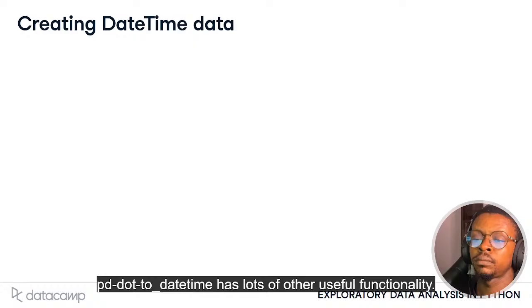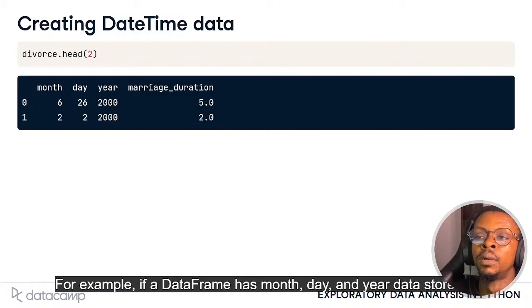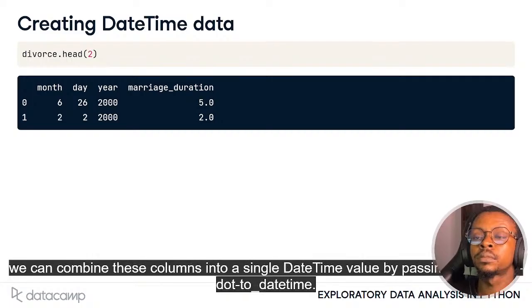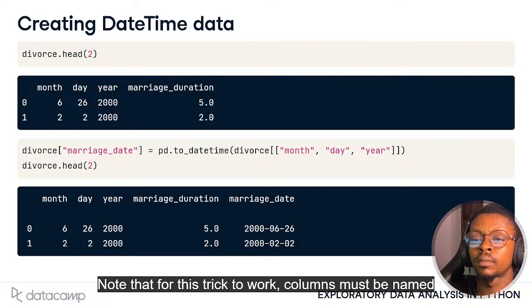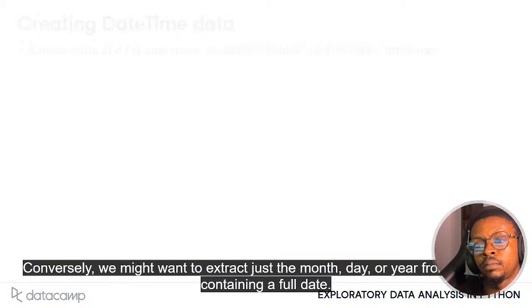pd.to_datetime has lots of other useful functionality. For example, if a data frame has month, day, and year data stored in 3 different columns, as this one does, we can combine these columns into a single datetime value by passing them to pd.to_datetime. Note that for this trick to work, columns must be named month, day, and year, but can appear in any order in the data frame.